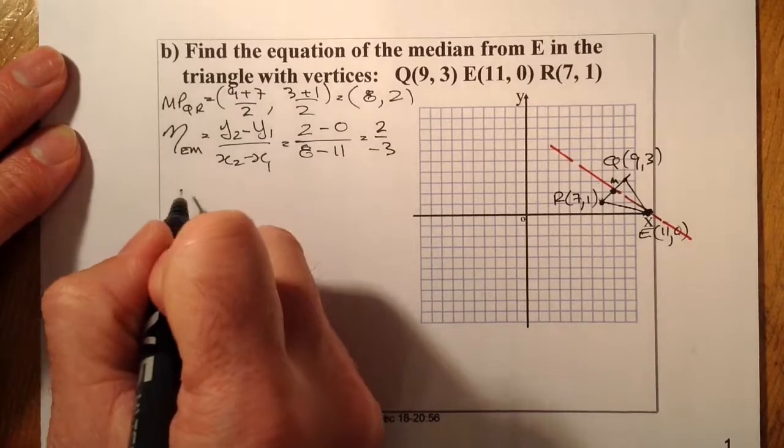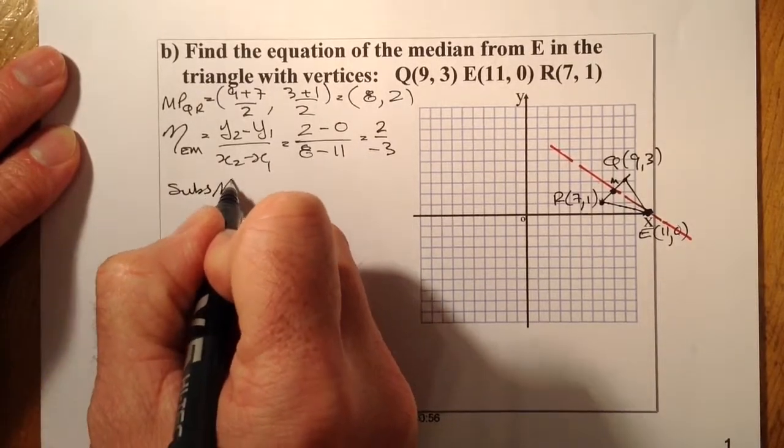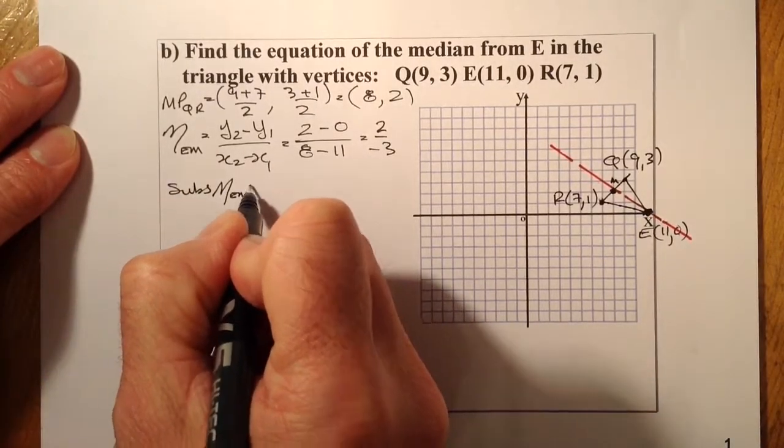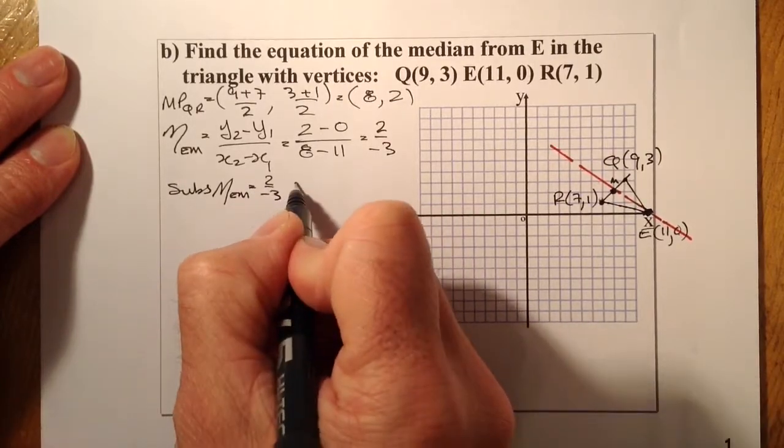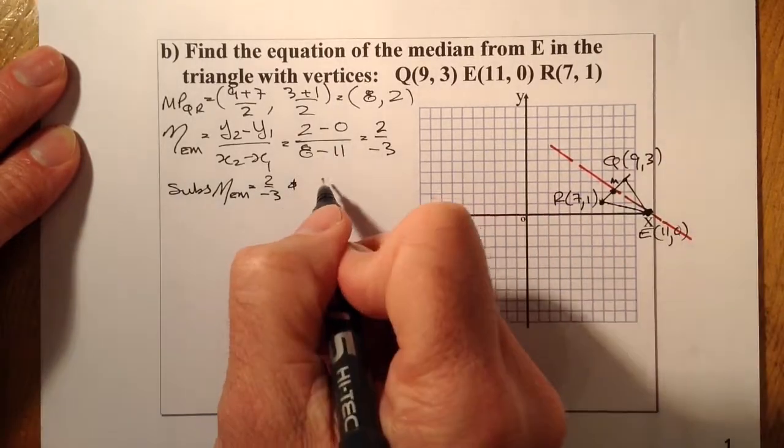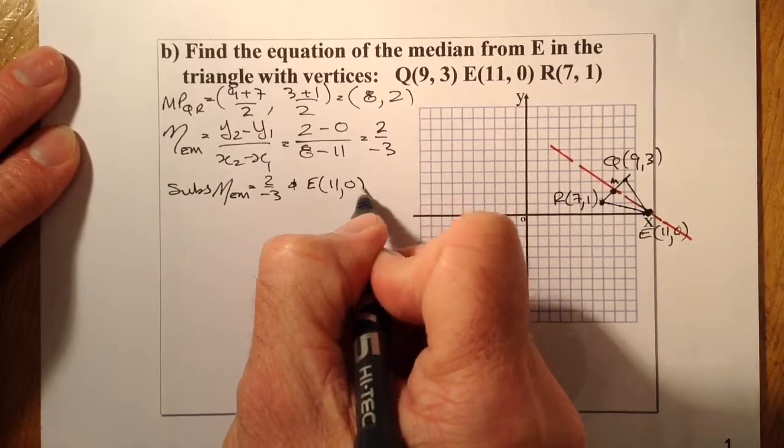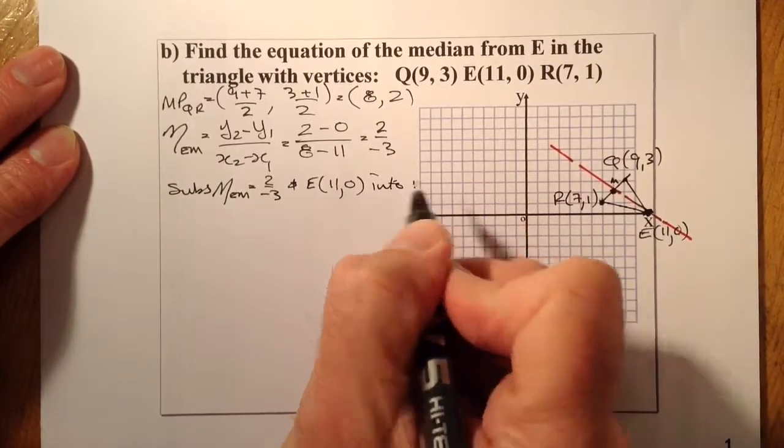I'm going to substitute that gradient, the gradient of EM, which is 2 over minus 3, and the point I'll just choose the point E, which is 11, 0, and what we'll do is we'll put that into the equation of a straight line.